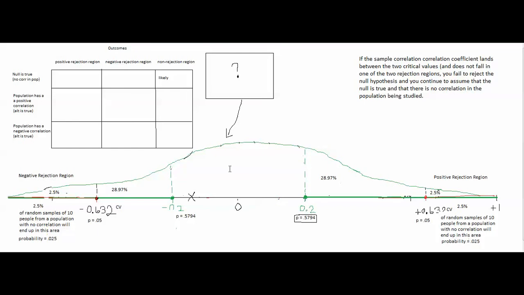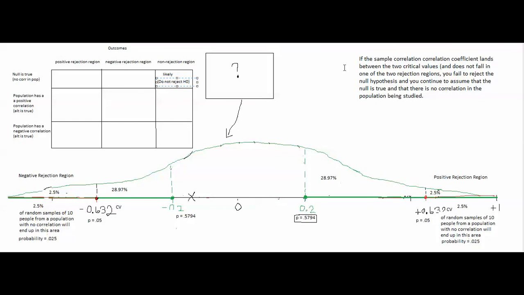And if you do get an outcome in the middle area in the non-rejection region, you can't reject the null hypothesis, and the reason is because you have an outcome that would be likely to happen in the situation of the null being true. If the outcome that you have could easily happen when the null is true, you can't reject the null hypothesis.